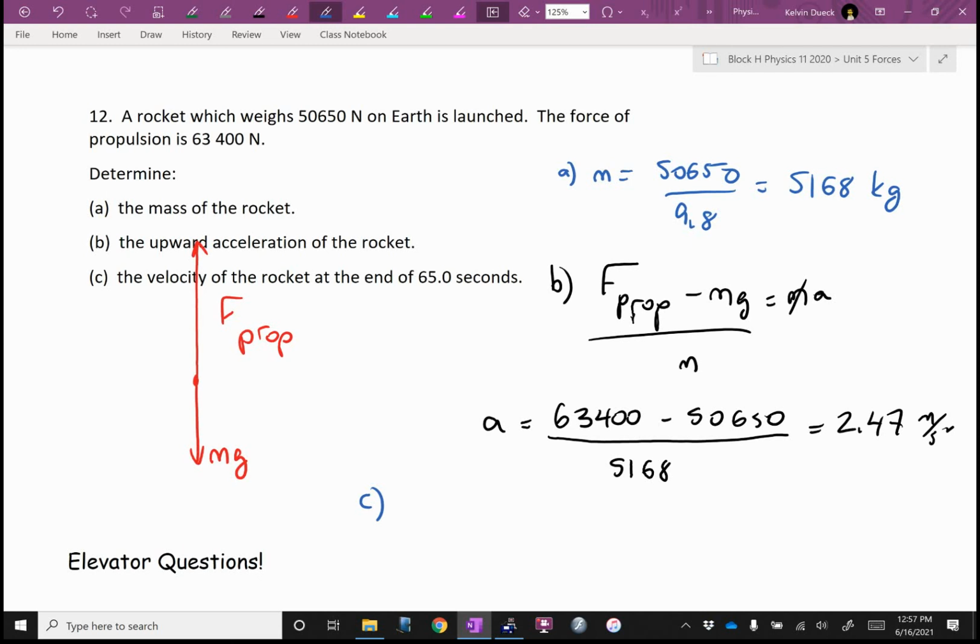Don't waste my time. Couldn't I just go VF equals AT? Because VI is 0, right? We've come a long way. Remember how awkward that was a month and a half ago. Now it's almost eye-rolling. Oh, okay.